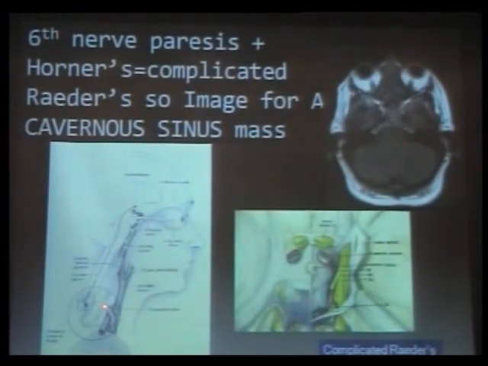And the Horner's sympathetic pathway, as you know, starts in the hypothalamus, comes down the brainstem, exits the cervical spinal cord, C8 to T1, and then travels anteriorly in the neck up with the internal carotids to the cavernous sinus and to the eye. And here in the cavernous sinus, it can be compressed by any local tumor from the pituitary or within the cavernous sinus itself. We call this a complicated Raeder syndrome, as an eponym for the doctor who described this some time ago. But the association of Horner's and 6 is important.